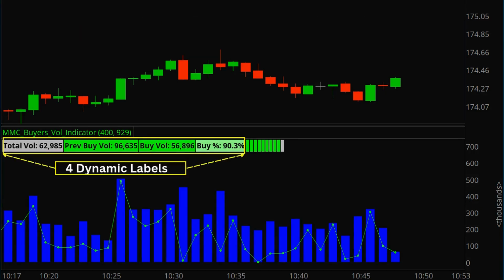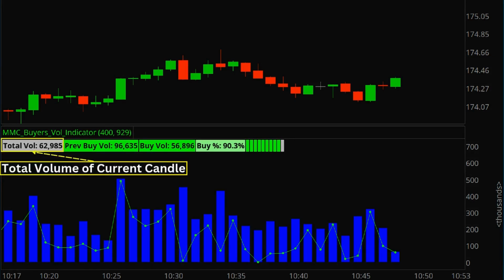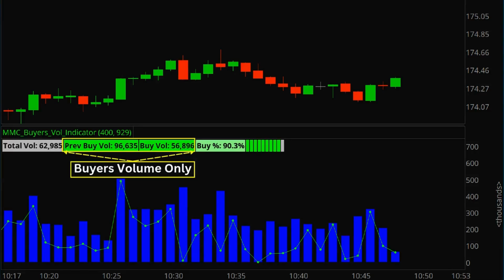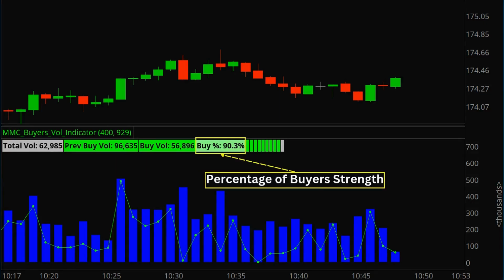With 4 labels, the indicator provides key information about the volume for judging the strength of bullish interest. First is the total volume of the current candle's price action, confirming the overall interest for trading the stock. Next, a bright green label shows the portion of the previous candle's volume for buyer's activity only. Similarly, the third label shows the buyer's volume for the current candle. The final label shows the growing or retreating percentage of the buyer's strength within the whole volume bar.